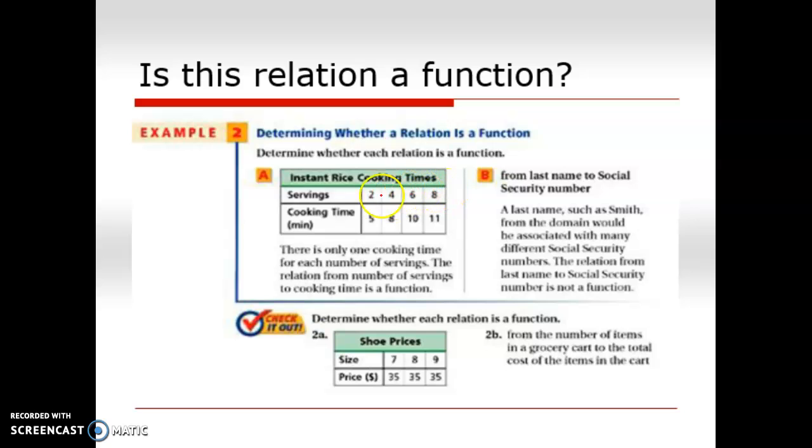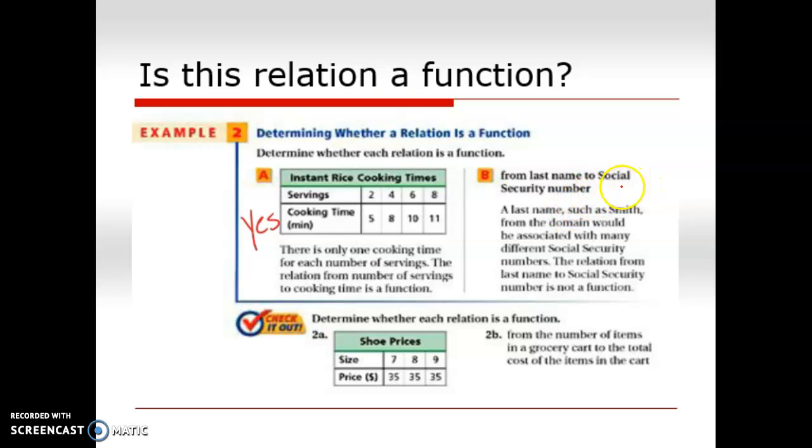2, 4, 6, 8. I've got all different x values here. So it really doesn't matter what my y values are because I don't have any x values repeating. So this would be a function. Okay? Yes.